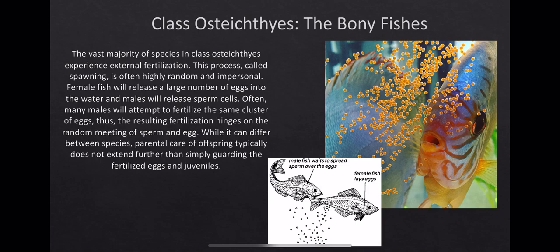Okay, so picking up with bony fish, the vast majority of species in Osteichthyes have external fertilization, and it's very, very impersonal. So typically this is a process called spawning, and it is very random. So the female will produce a bunch of eggs into the water, males will produce a bunch of sperm, and hope for the best, and hope that they will encounter each other and fertilization takes place.